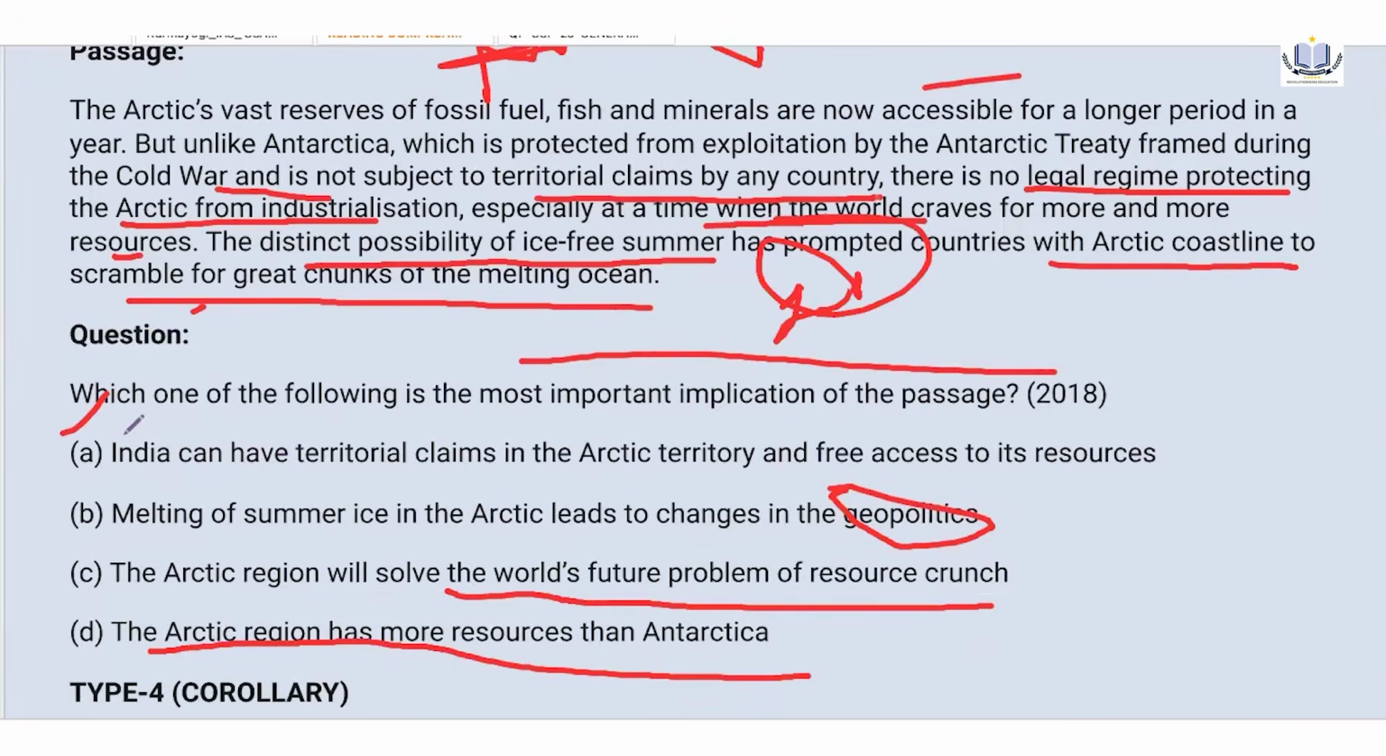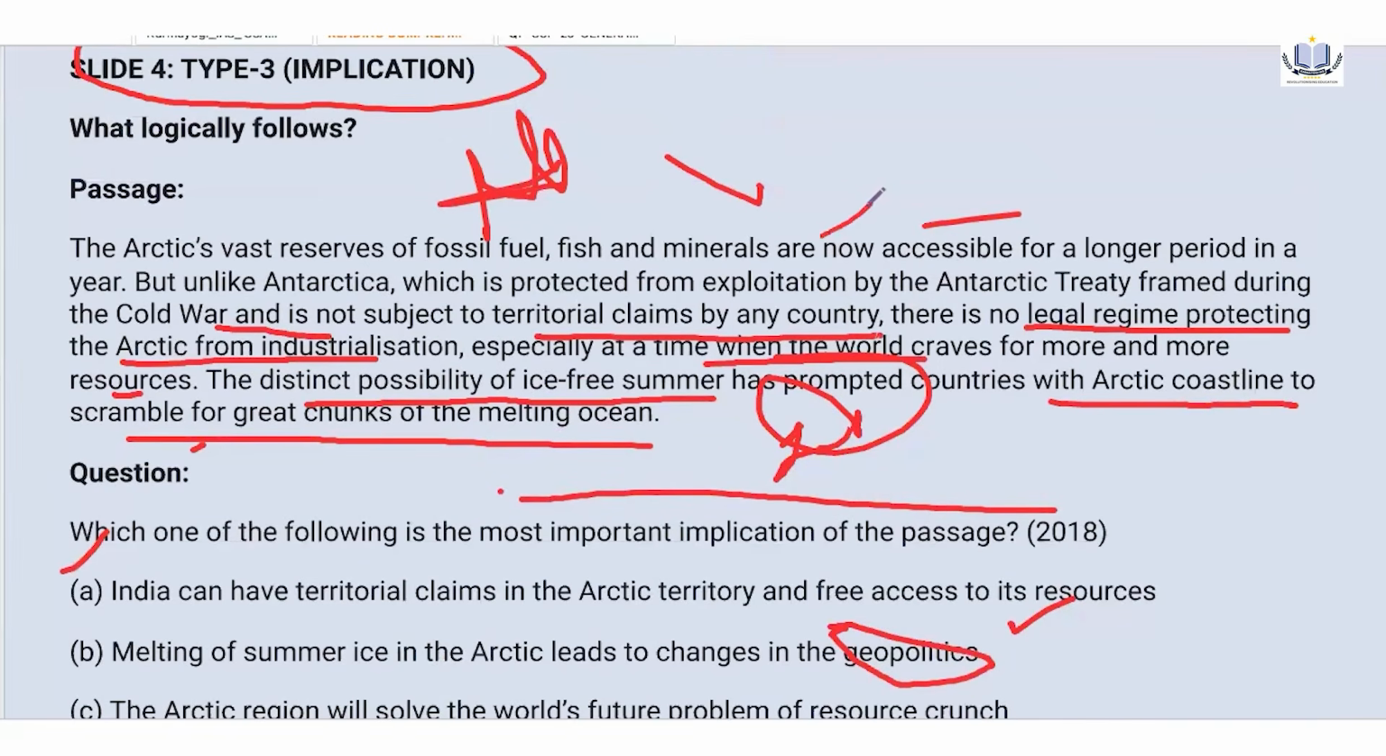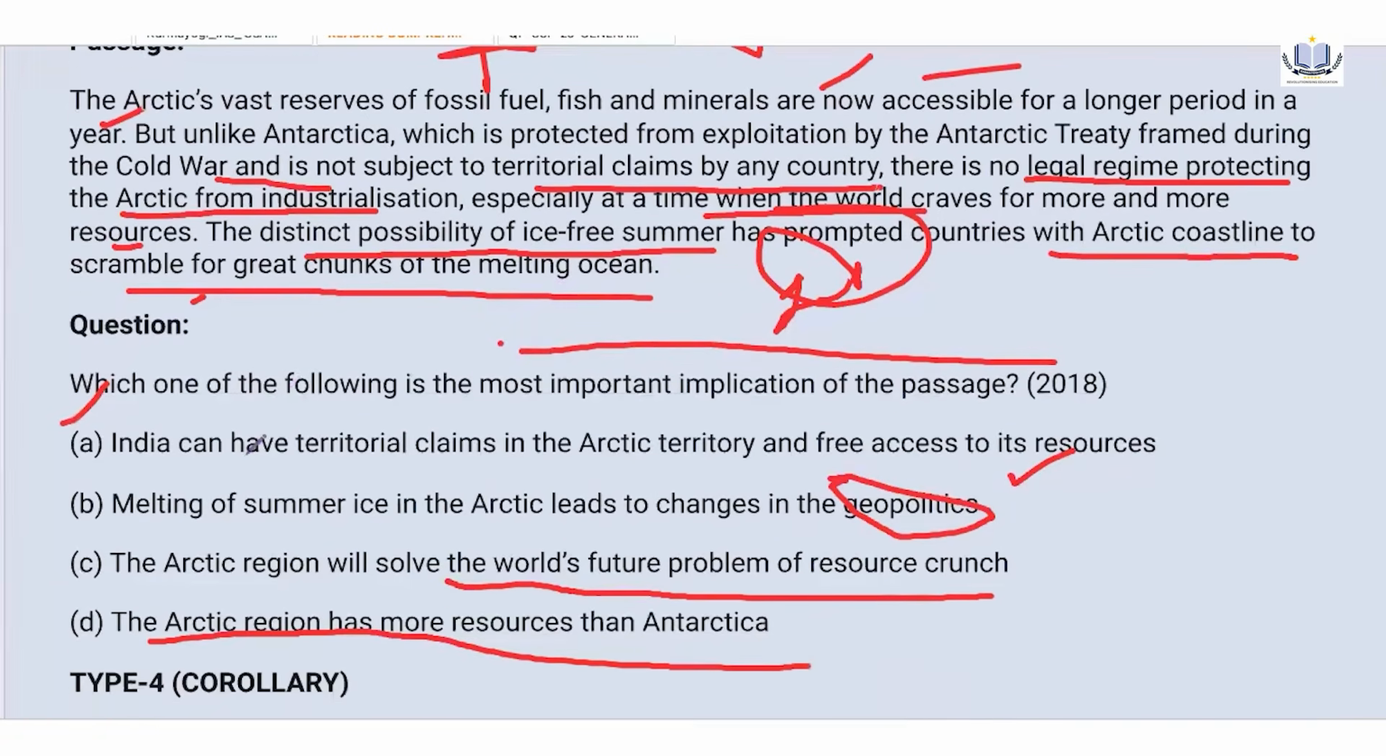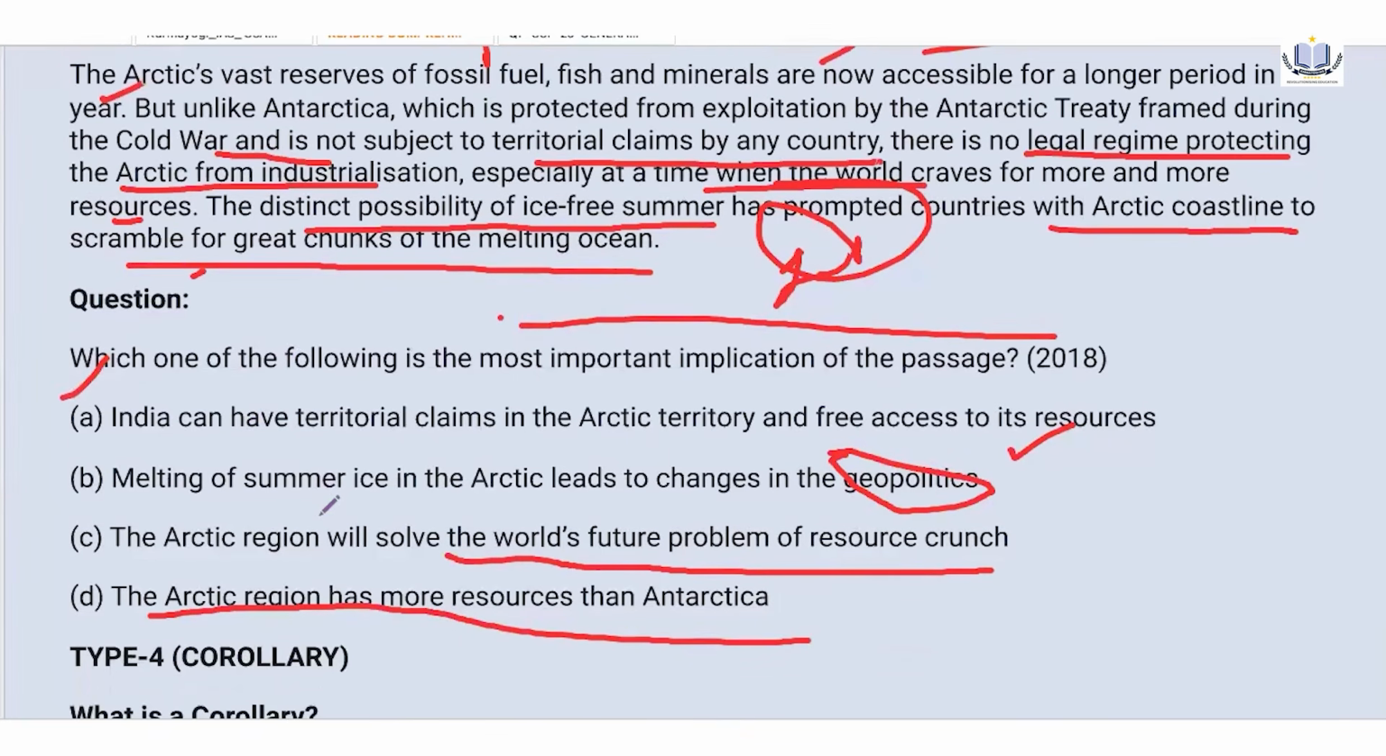Now, India can have territorial claims in the Arctic territory and free access to its resources is not naturally flowing from this argument, and they have not talked about it. Option B, melting of summer ice in the Arctic leads to change in the geopolitics, is something which is related. They're talking about geopolitics. They're also talking about how it is now more available because it is accessible for a longer period in a year. Option C, the Arctic region will solve the world's future problem of resource crunch, is not naturally flowing, and the passage is not focusing on it. Option D, the Arctic region has more resources than Antarctica, is not even talked about in the passage. They are talking about the regulation aspect. So option B, melting of summer ice in the Arctic leads to change in the geopolitics, is correct.